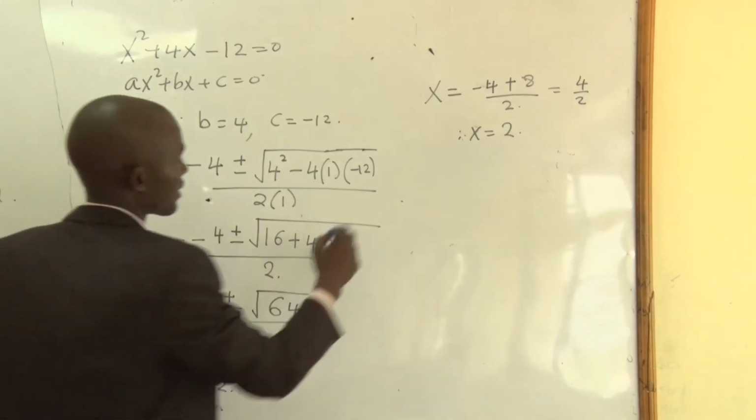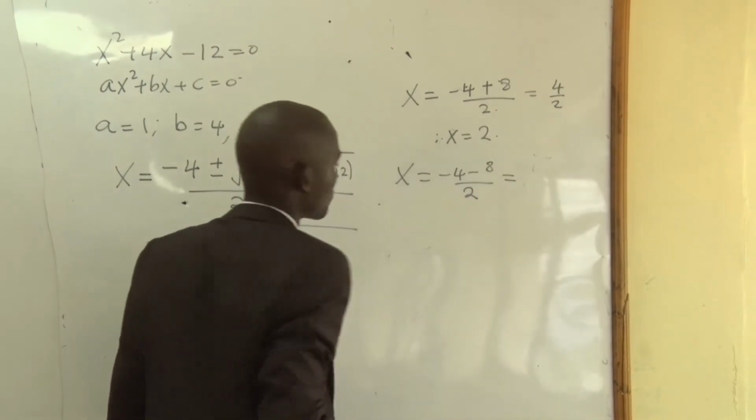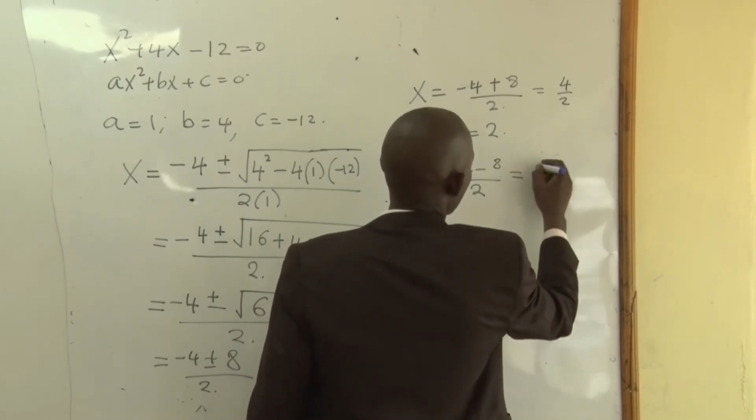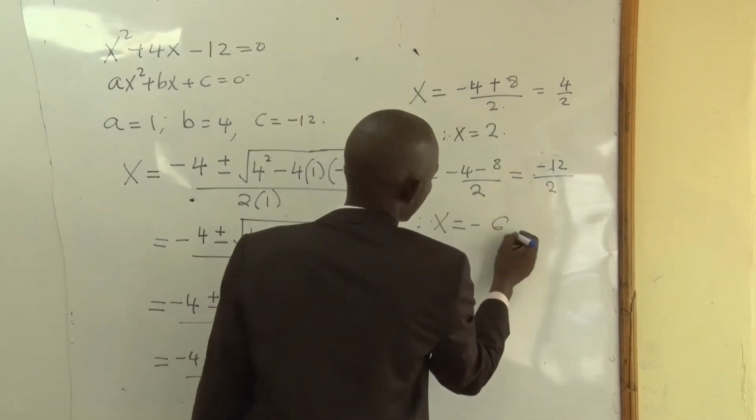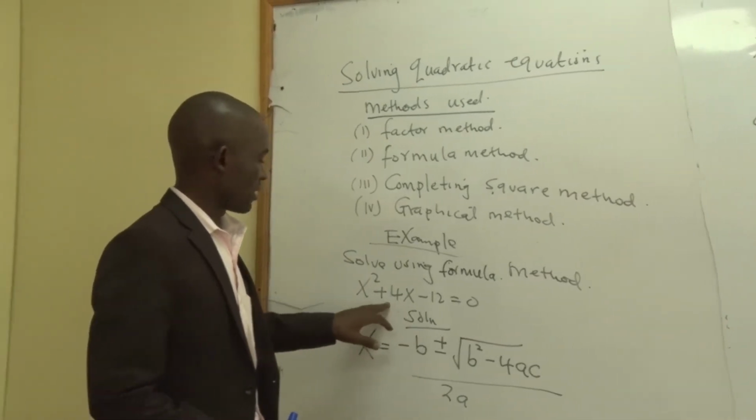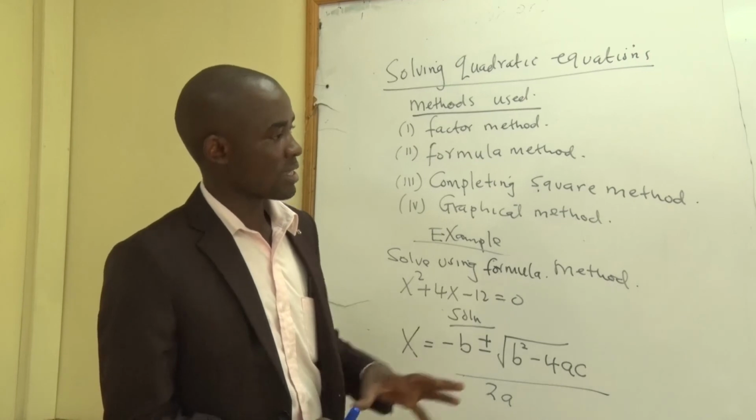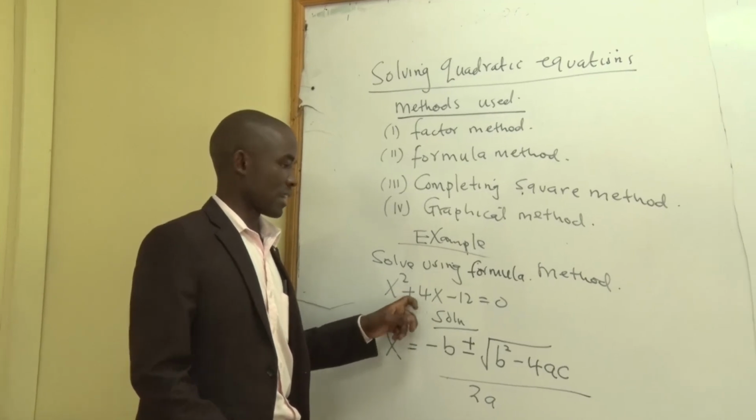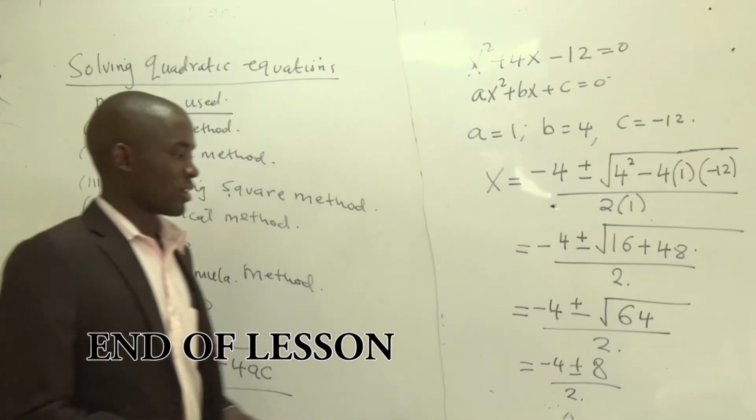If you use a minus, x will be equal to minus 4 minus 8 all over 2. It will be equal to minus 12 over 2. Therefore, x will be equal to minus 6. These are the same values that we found when we were solving using the factor method. So that is how basically we apply this method. And I've said it is not all equations which will give us the factors. That is why sometimes we have to resort to using the formula method. So we shall stop there.